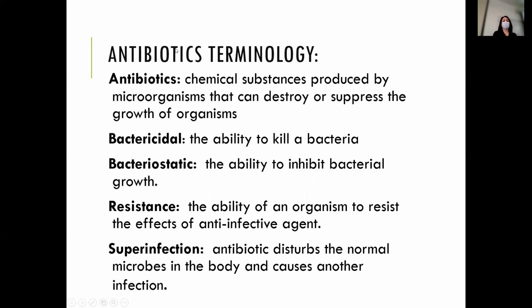So first we have antibiotic, which is a chemical substance produced by microorganisms that can destroy or suppress the growth of an organism. So it's targeting an organism by either trying to kill it or trying to prevent it from replicating and thriving. And then that blends down into these two terms, bactericidal and bacteriostatic, because this explains a little bit further what actually happens in the different types of antibiotics. So bactericidal is the ability to kill a bacteria. So cidal, that word triggers death. It means death. It's trying to kill the bacteria.